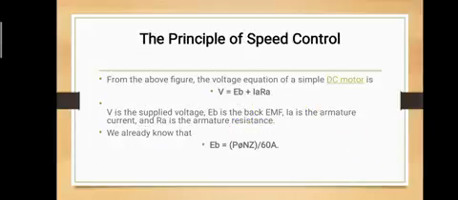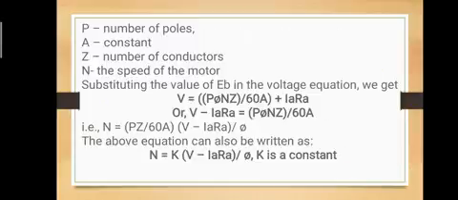The principle of speed control method. From the voltage equation of a simple DC motor, V is equal to Eb plus Ia Ra. V is the supplied voltage, Eb is the back EMF, Ia is the armature current, and Ra is the armature resistance. We already know that Eb equals P φ N Z divided by 60 A. P is the number of poles, A is a constant, Z is the number of conductors, and N is the speed of the motor.